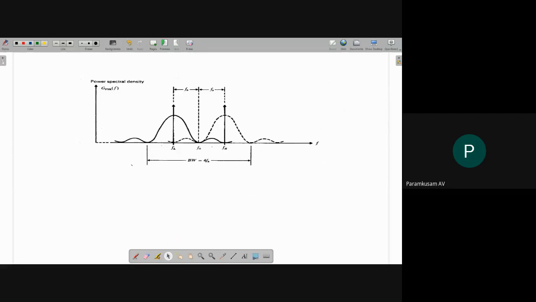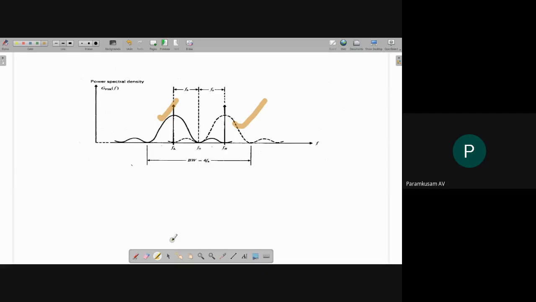Here we have two waveforms. One waveform is this and the second is this. The spectrum represented with dotted lines is the spectrum of one ASK signal. The spectrum with the solid line represents the spectrum of another ASK signal. The two ASK signal spectrums are combined here. This is one ASK signal spectrum, and this is another.